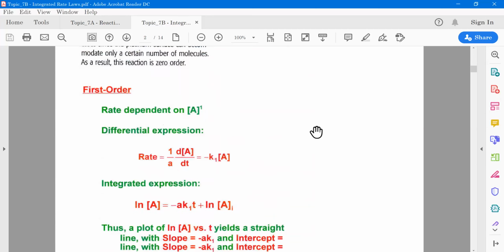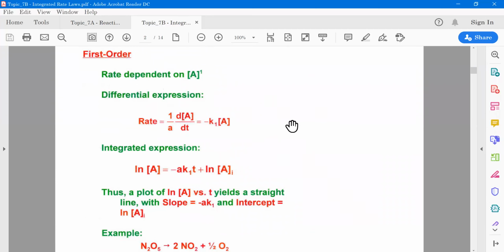Now, for a first order reaction, which is much more common, and in fact, among all the three that we're considering, it's by far the commonest reaction order. In this case, the rate is dependent on the first power of the concentration. In other words, simply directly on the concentration.